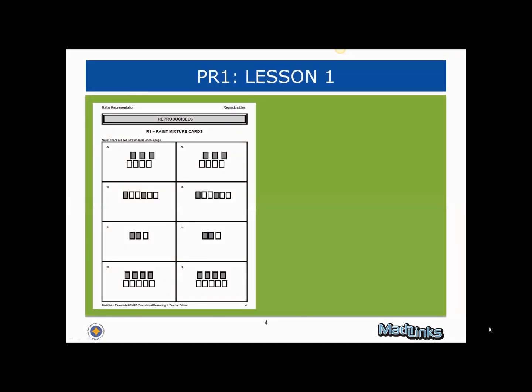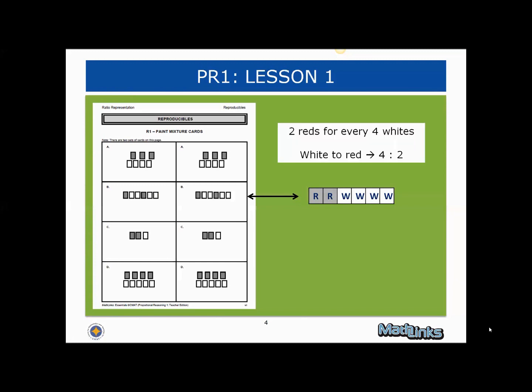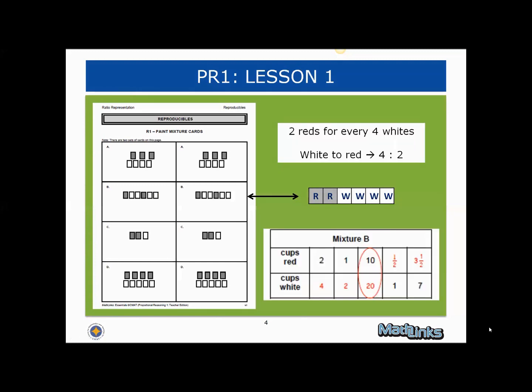Packet 1 focuses on representations and contexts that will help students develop multiplicative thinking. For Lesson 1, a reproducible in the Teacher Edition contains cards to launch a paint mixture exploration. This context introduces students to tape diagrams, which are an effective tool for comparing quantities with the same units. Students are also introduced to ratio language and notation and tables in this context.